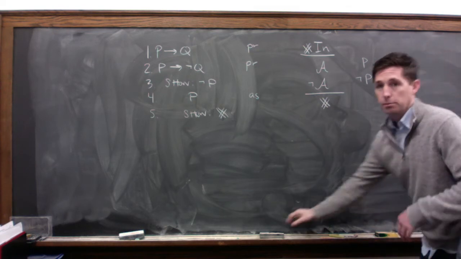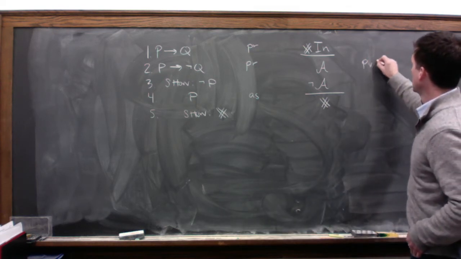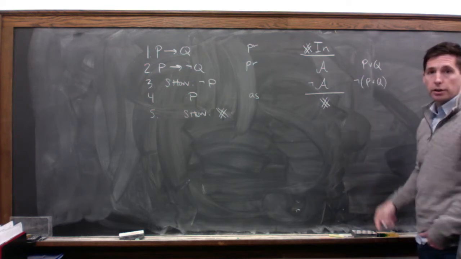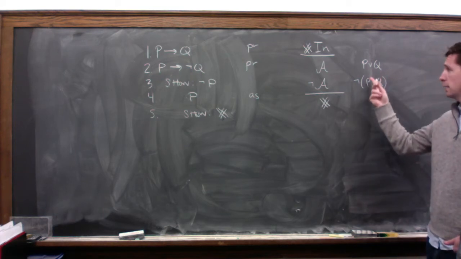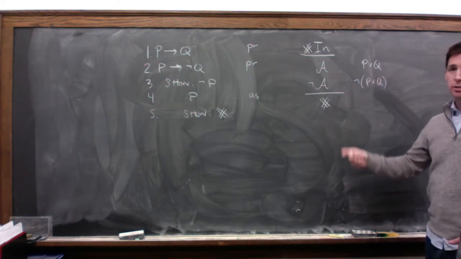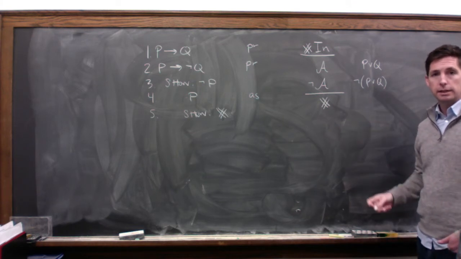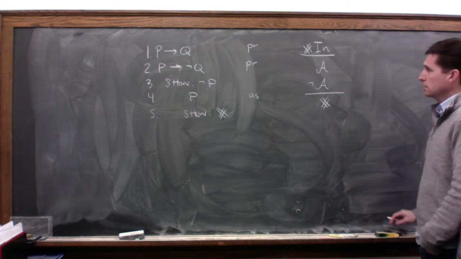But here's another example where contradiction in would apply. P or Q and not P or Q. In both cases, we've got a formula and the negation of that formula, and contradiction in says you can write down a contradiction once you find something like that. Like I said, that's the main rule we're going to use, contradiction in.